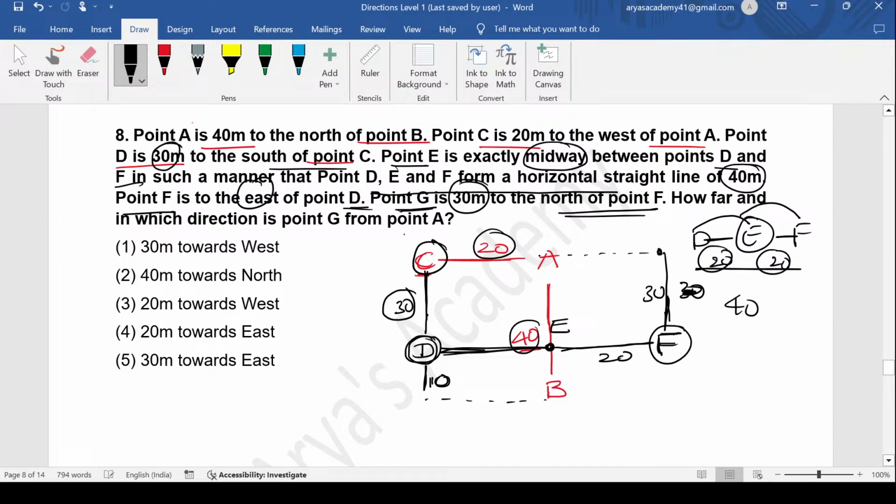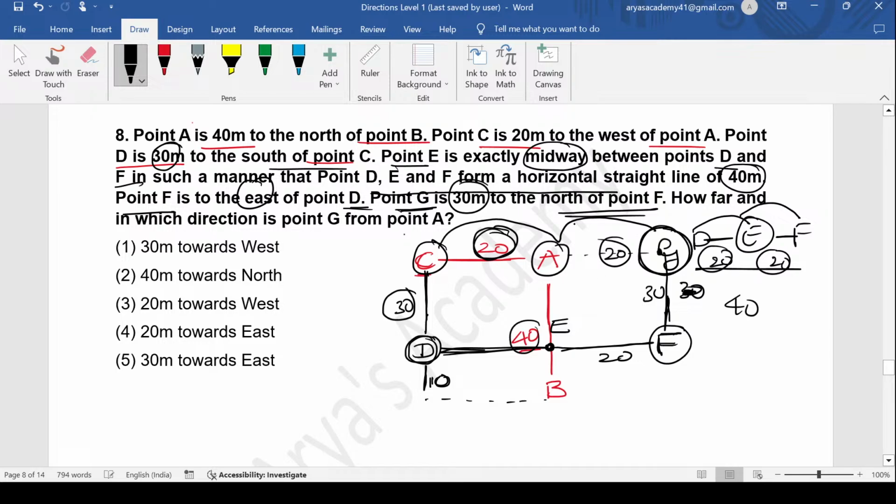So point C, point A, and point G. This is G, point G. All three of them are in a straight line. And again, this distance is 20, then this distance is also 20. Hope you understood. Now, final question. How far and in which direction is point G from A?